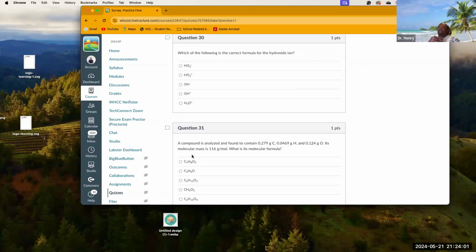Which of the following is the correct formula for the hydroxide ion? You guys, we've already answered this one. Yep, that is right. C.